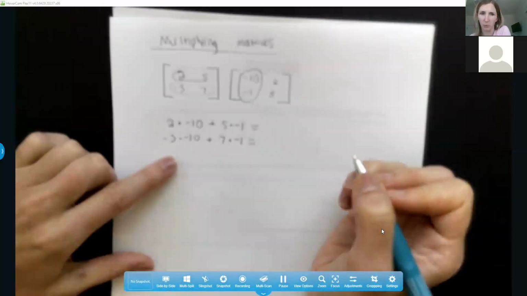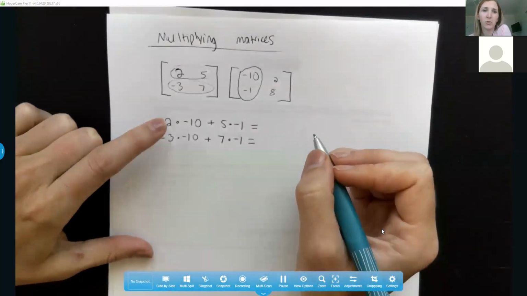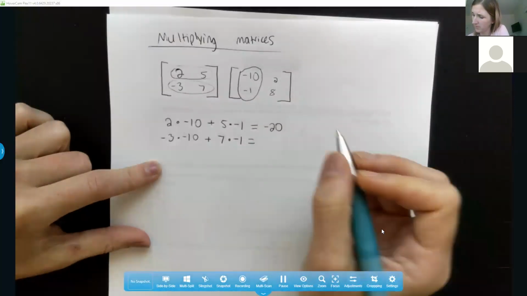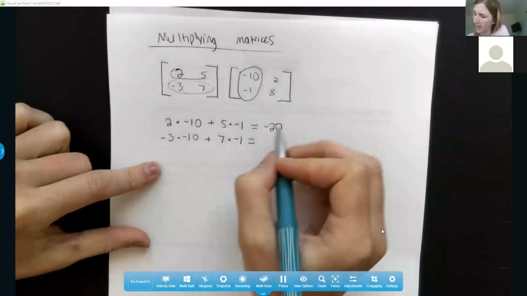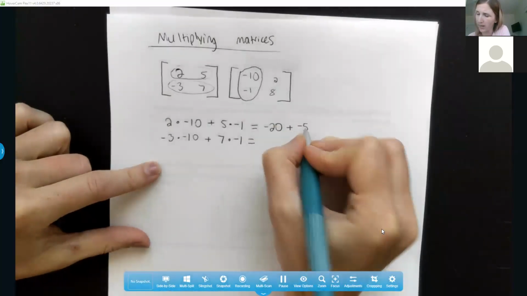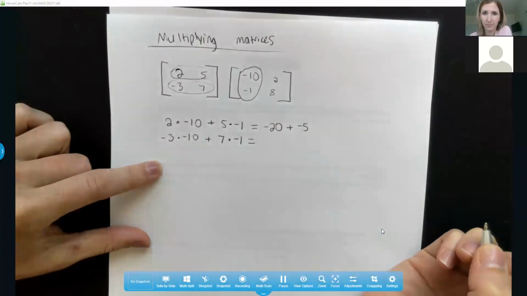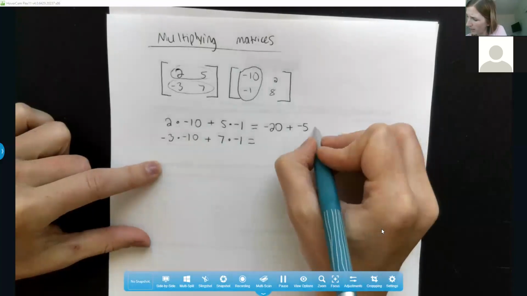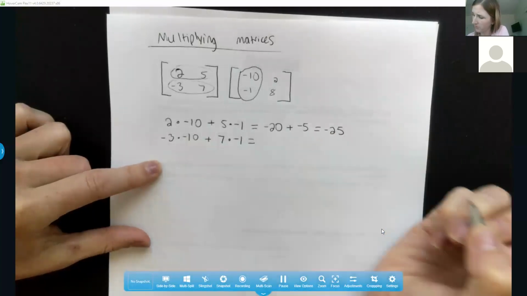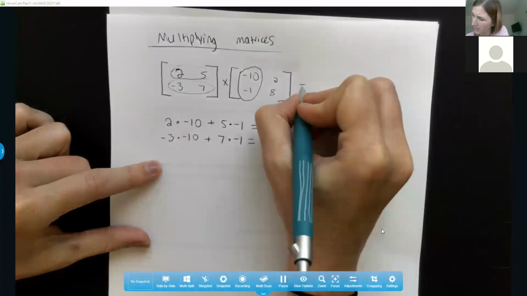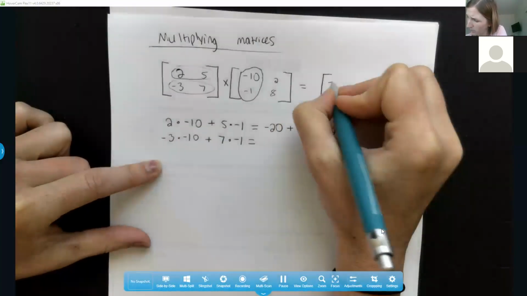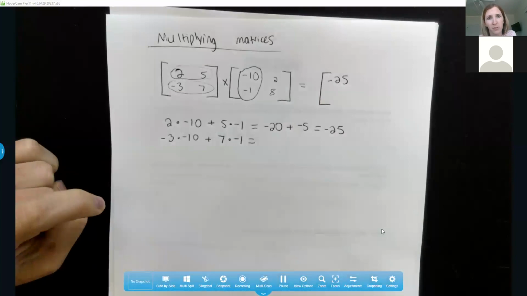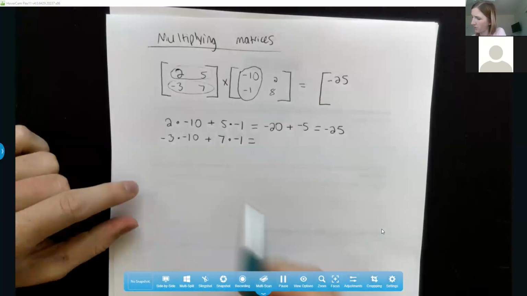All right, I like to take it just one step at a time. So 2 times -10 would give us -20, plus 5 times -1 would give us -5. And then -20 plus -5 would give us -25. So I know if I'm multiplying these two matrices, my first number up here is going to be -25. Are you good with that piece? Yes. Okay, cool.